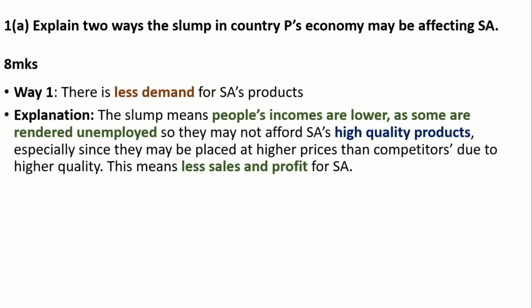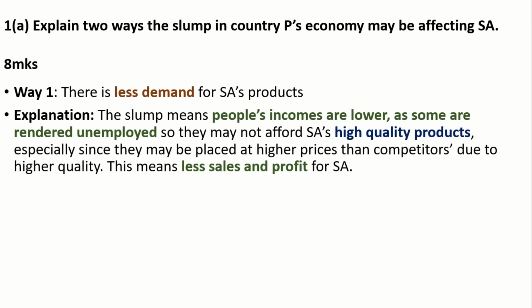So I have chosen a few questions from the entire paper because, like I said at the start, the video is about equipping you with skills to answer paper 2. So I have chosen question 1 and question 3, like we shall see. Question 1 is: explain 2 ways the slump in country P's economy may be affecting SA. And this question has 8 marks.